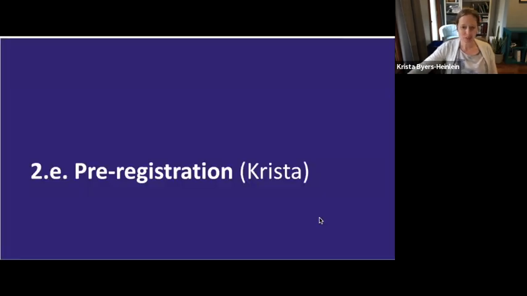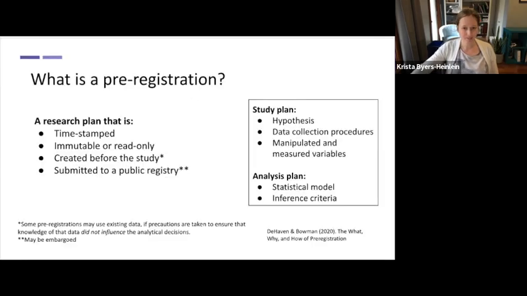Next, I'm going to talk about pre-registration. So what is pre-registration? Pre-registration is a record of what you plan to do in your research. It happens during the research planning stage when you're planning your study. It's a research plan that is time-stamped. It's immutable, so once you upload it and stamp it, you can't change it after that. It's created before the study, and it's typically submitted to a public registry.